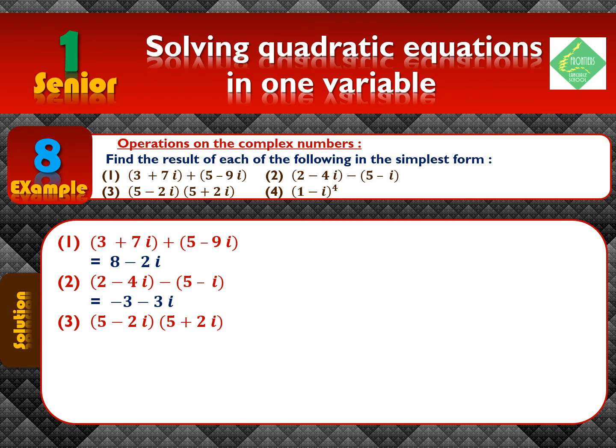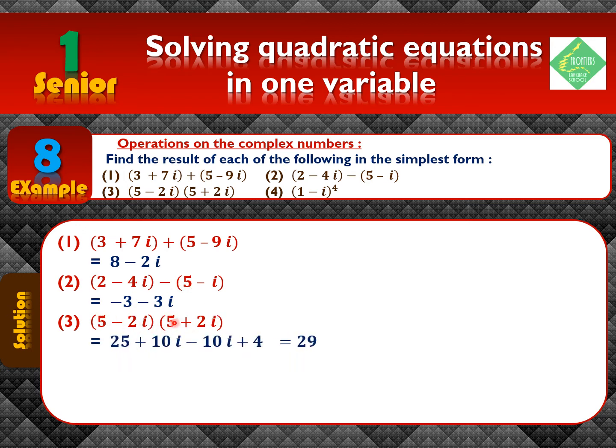Number 3. 5 minus 2i multiply 5 plus 2i. Distribution method. Remember, 5 will multiply by 5 and the 5 will multiply by 2i. And here negative 2i will multiply by 5 and also negative 2i will multiply by 2i.